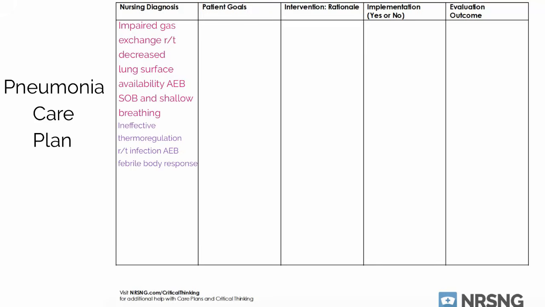The second nursing diagnosis I put is ineffective thermoregulation related to infection as evidenced by febrile body response. So our body knows that it should not have fluid in the lungs. So it's going to send out its troops and try and fix the problem that we have by raising the body temperature enough to kill the invasive species that's coming in there. So you're going to be dealing with someone continuously having fever, and then you've got to bring it down, and it's going to be a back and forth seesaw for that.